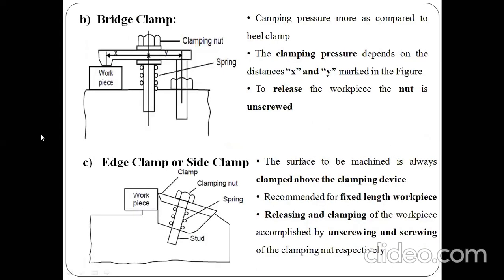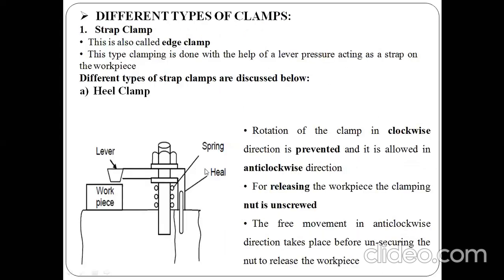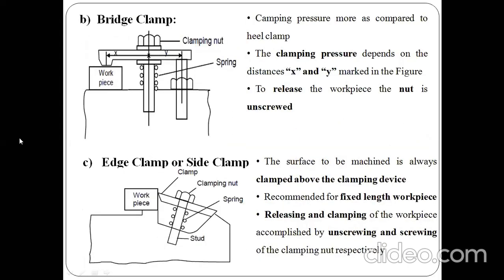Second type, bridge clamp. It is similar to your heel type of a clamp, but again this portion is extended. This is your heel clamp. In bridge clamping, this lever is extended to the other end also. So this is your bridge clamp.